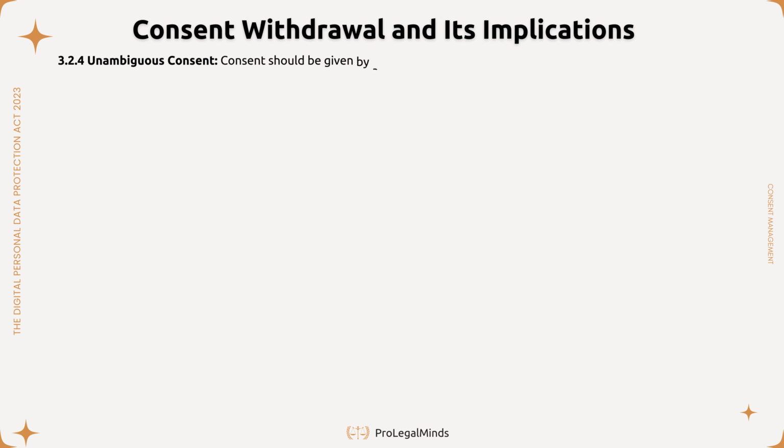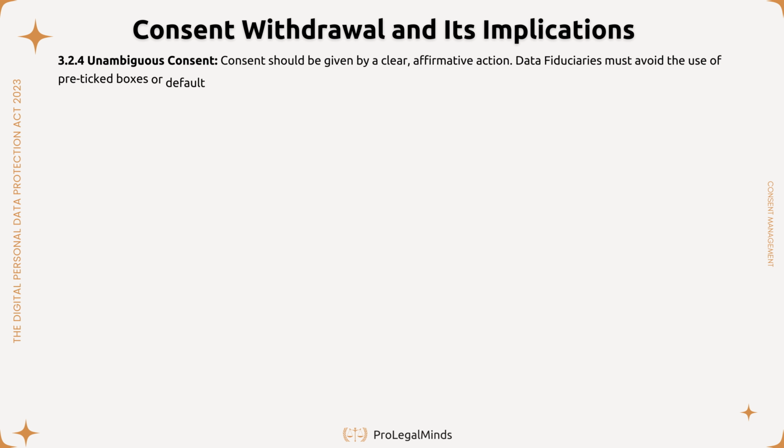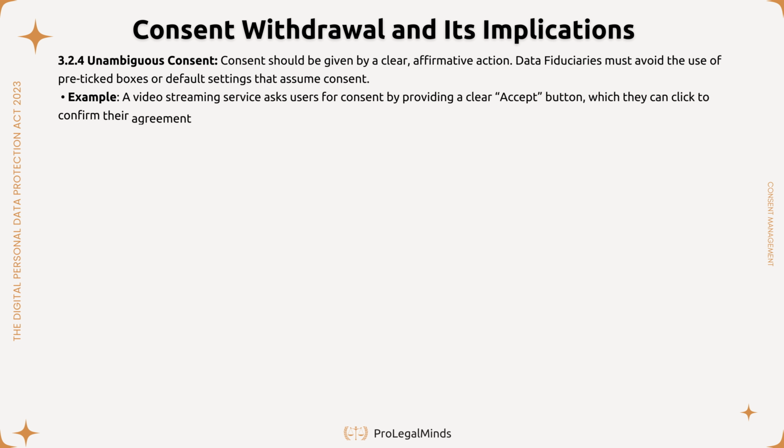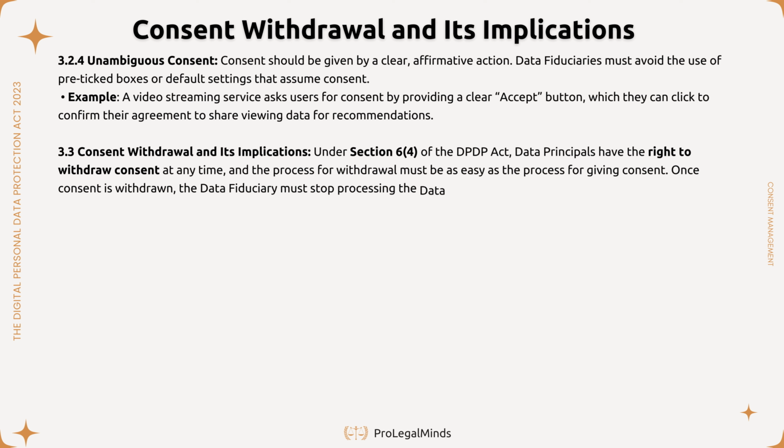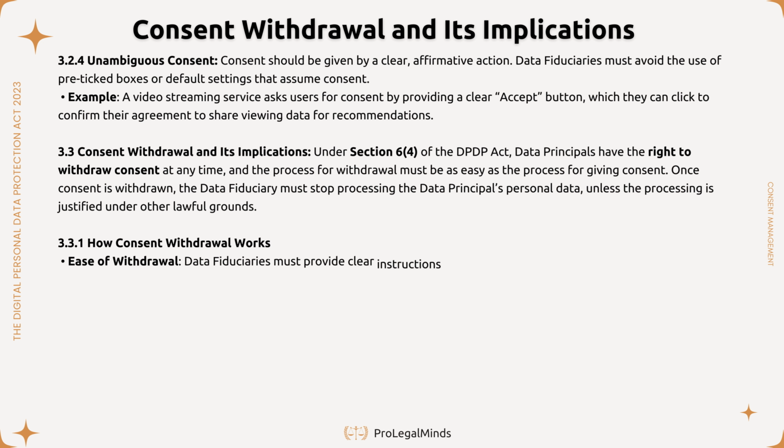Unambiguous consent. Consent must be given through a clear affirmative action, such as ticking a box or clicking yes to consent to processing. Example: streaming services often ask users for consent via a clear accept button to share viewing data for recommendations. Consent withdrawal and its implications. Now, let's look at consent withdrawal.